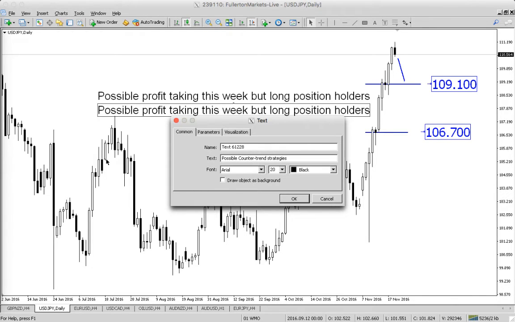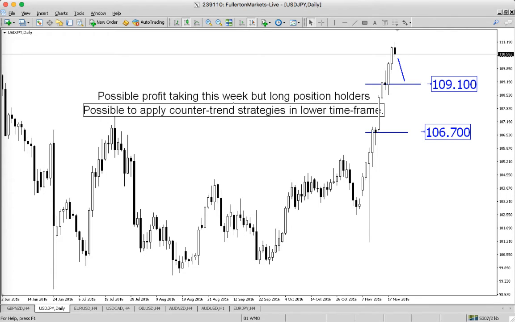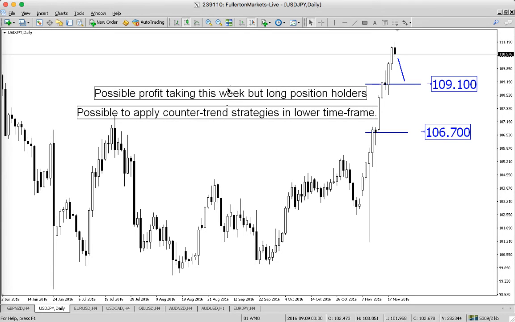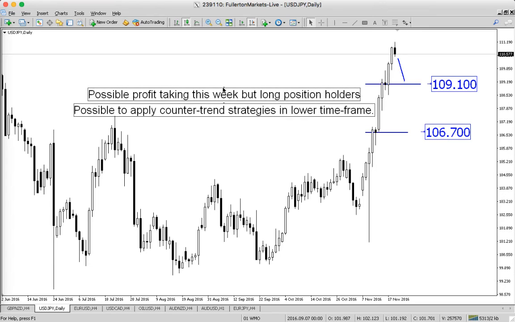So it's possible to apply counter trend strategies in a lower time frame. Because if you apply a counter trend strategy on a daily chart, the entry may end up next week, and it may not be a good time to short the dollar yen next week, with key data coming out to seal the deal for the December rate hike. That's why my suggestion is to apply counter trend strategies in a lower time frame, so that the trade can be taken earlier and exited faster.